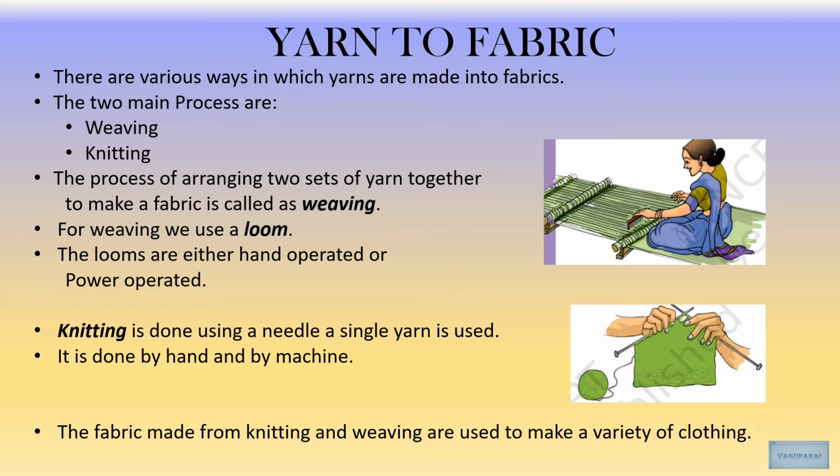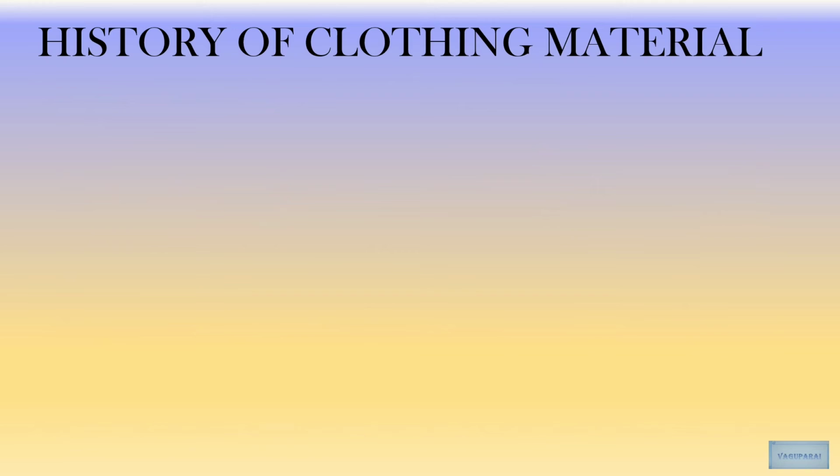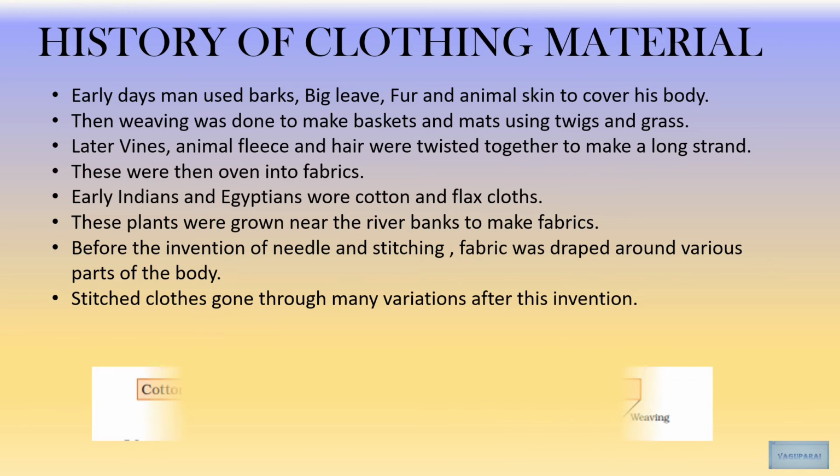Knitting is done using a needle. A single yarn is used. It is done by hand or by machine. Fabric made from knitting and weaving are used to make a variety of clothes of our choice.